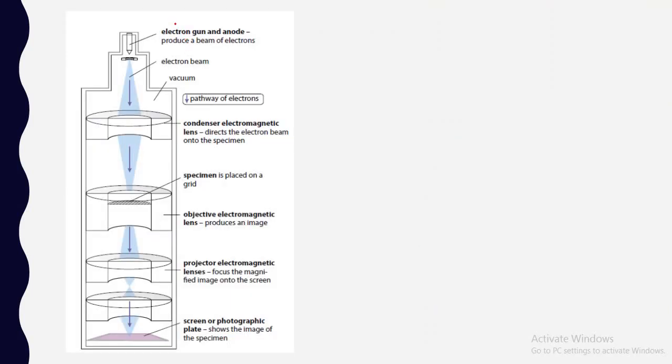First of all, we have the electron gun and an anode which will produce the beam of electrons. So this one is the source of the electrons. Then this beam of electrons will pass down to the condenser electromagnetic lens. The main role of the condenser electromagnetic lens is to direct this electron beam onto the specimen. Next, the specimen is placed on this grid right here.